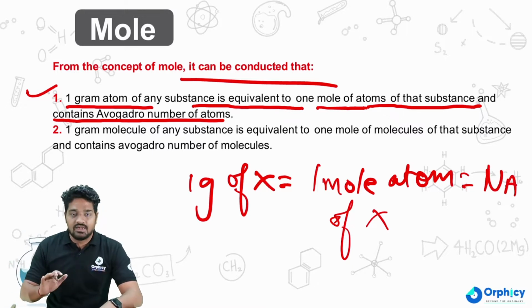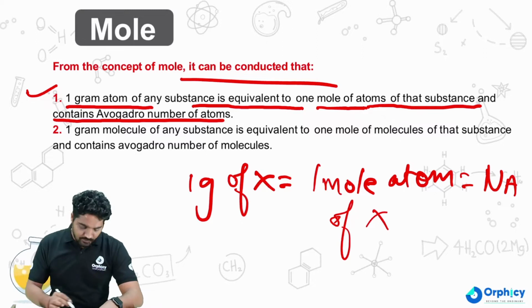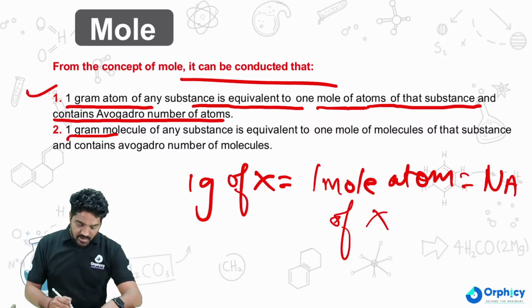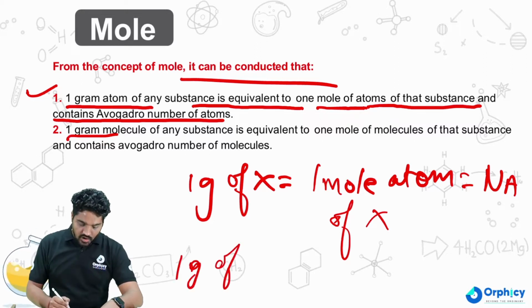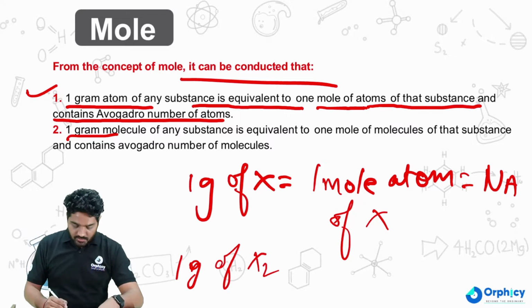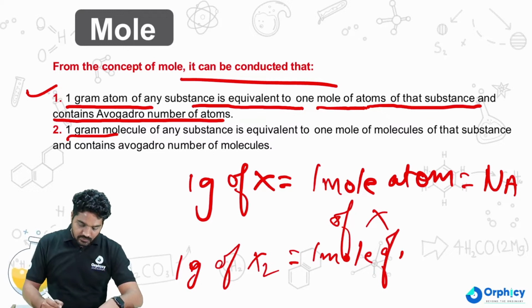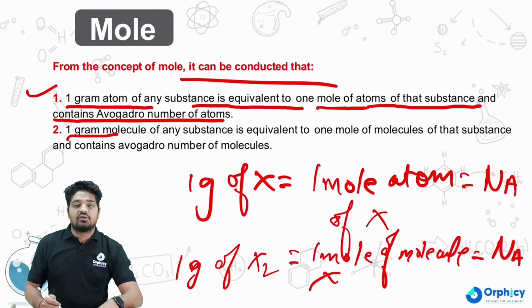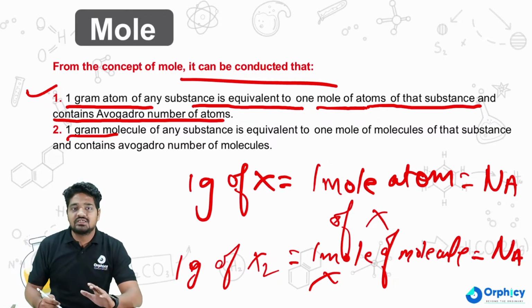I think this is completely clear, and the second point is same. 1 gram of molecule, if I talk about molecule, so 1 gram molecule of any substance, let's say X2 molecule है कोई हमारे पास, इसके अंदर भी we have 1 mole of molecule, 1 mole of molecule X, इसके अंदर भी we have Avogadro number of molecules. I think this is completely clear.